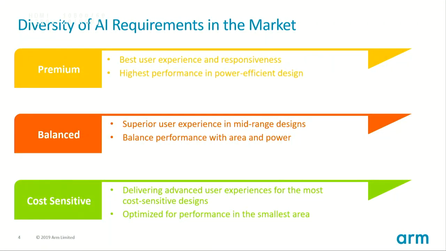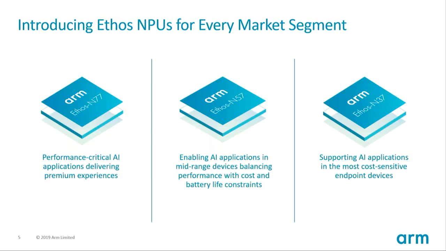We also see a diversity of AI requirements in the market. There's a lot of eager adoption of ML and AI among our customers. We see a differentiation between the premium market, the cost-sensitive people, and people who are somewhere in the middle. What I'm going to be talking about today is a little bit around our Ethos NPUs. A lot of talks today have talked about the ARM CPU and possibly touched a bit on our GPU. I'm going to introduce our Ethos NPU, which tries to bring the ML capability to every market segment.